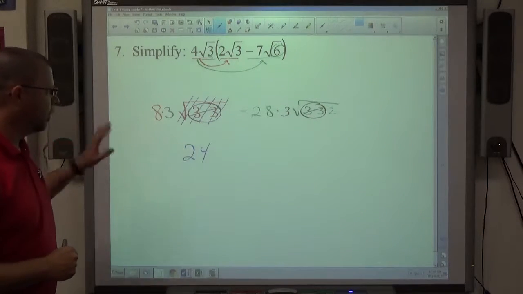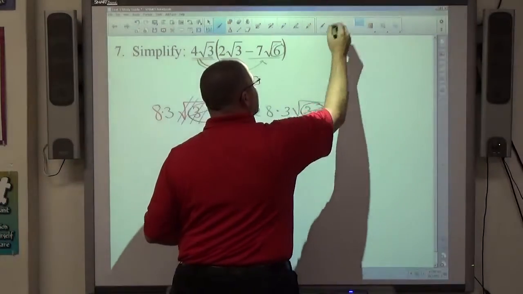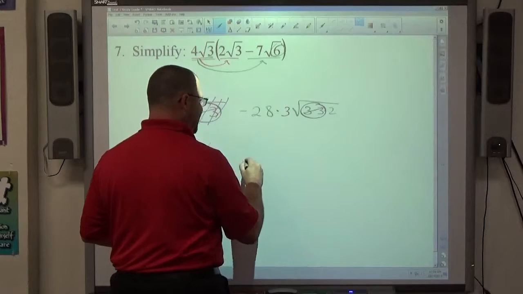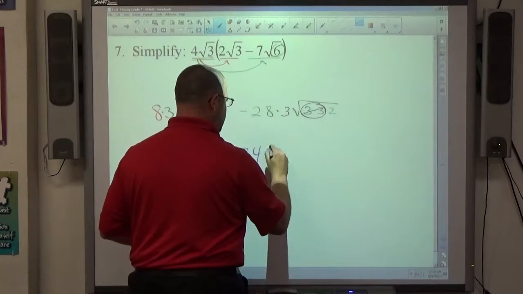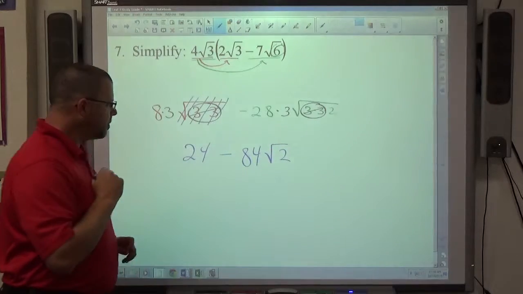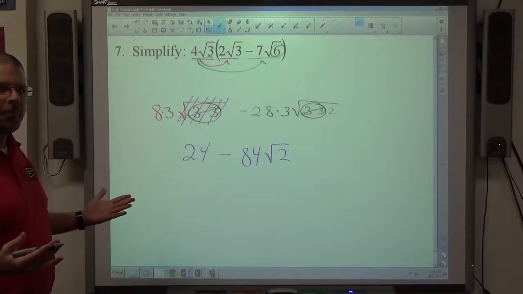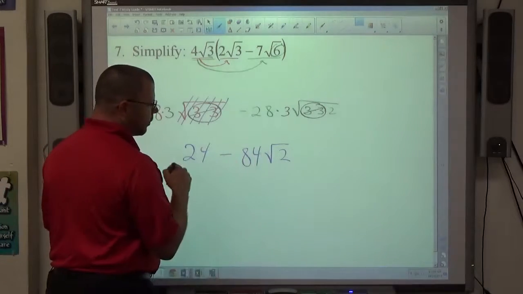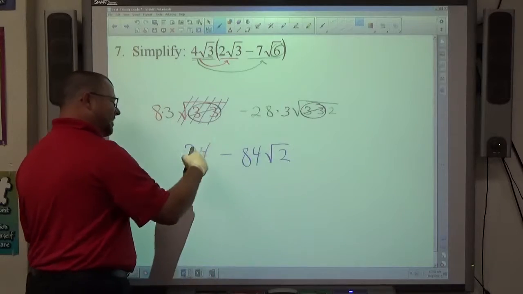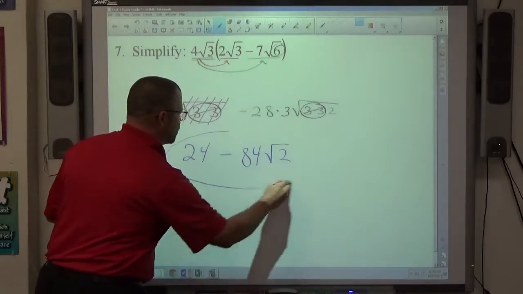Alright, so 8 times 3 is 24, whole number, that's exactly what that is. The second object is 28 times 3, which is 84. Of course, it's being subtracted. And there's a square root of 2 attached to that one. 24 minus 84 square root of 2. Some of you might be tempted to subtract at this point. In order to subtract or add when radicals are around, this has a square root of 2, this has to have a square root of 2 also. This doesn't have a square root of 2, so that's as far as I can possibly go there.